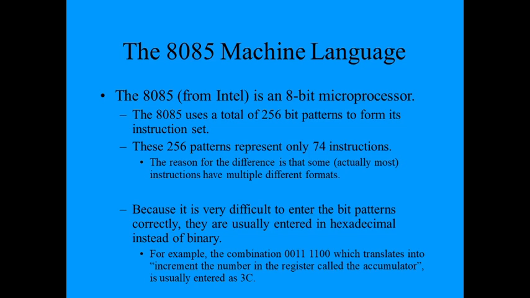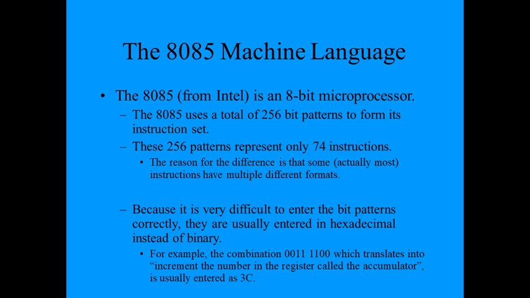Now let us talk specifically about 8085 machine language. The 8085 is an 8-bit microprocessor. The 8085 uses a total of 256 bit patterns to form its instruction set. Out of these 256 patterns, only 74 instructions are used. But it is very difficult to enter bit patterns correctly in the form of 0 and 1. Therefore, they are usually entered in the form of hexadecimal instead of binary.